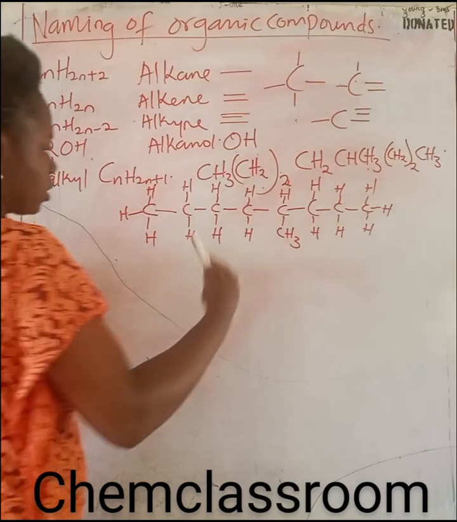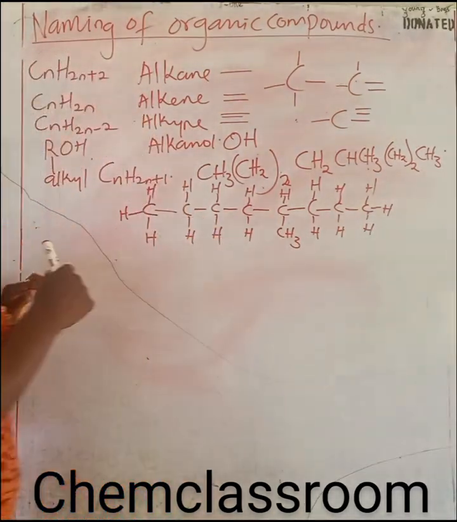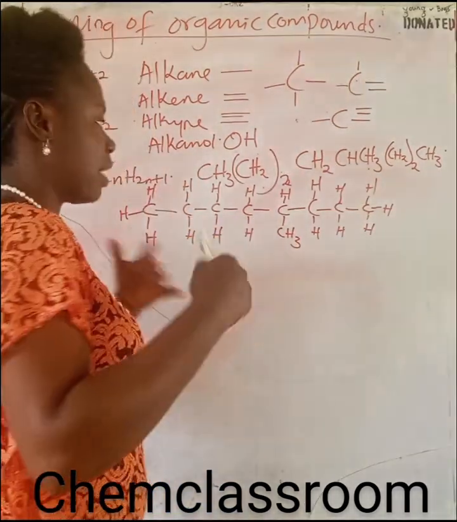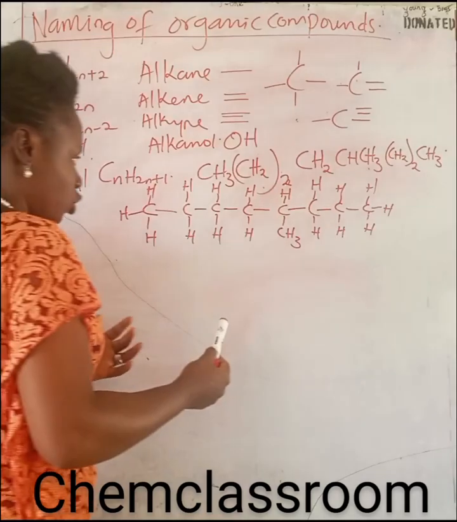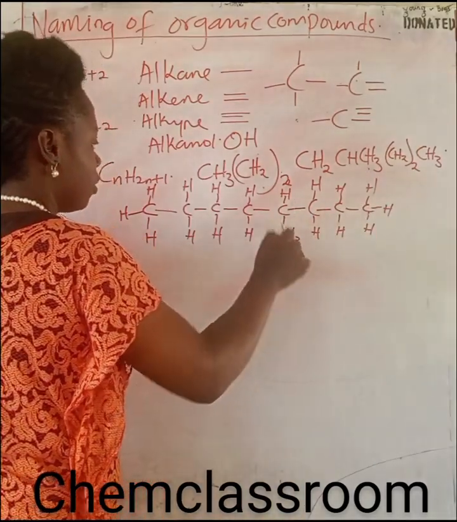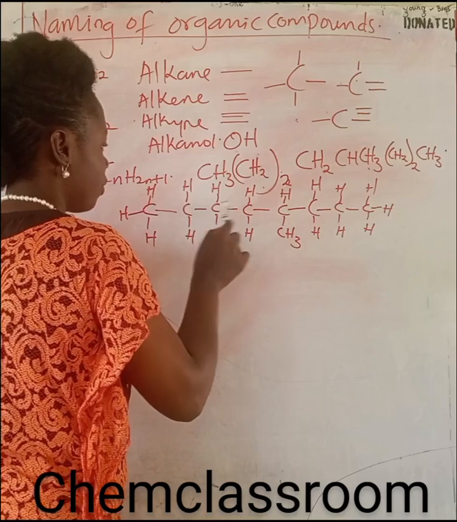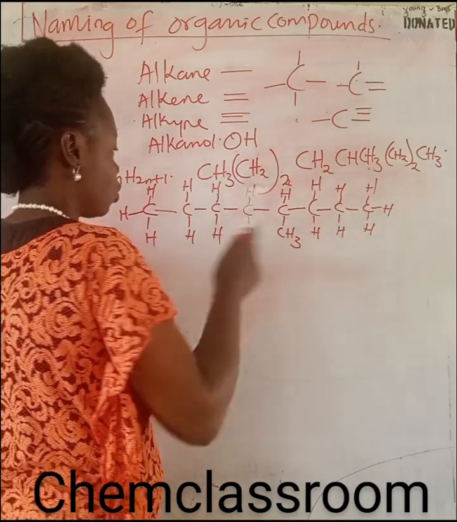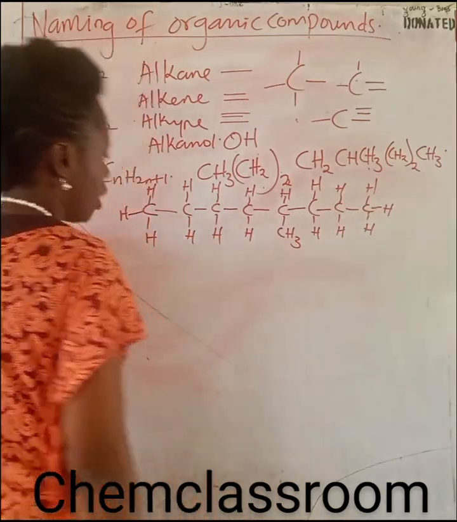This is the longest chain because, as I told you, it can be straight and it can be branched. But even if I branch, it's not going to be the longest. I can do 1, 2, 3, 4, 5, it's not the longest. 1, 2, 3, 4, 5, 6, it's not the longest. So this straight one is the longest.